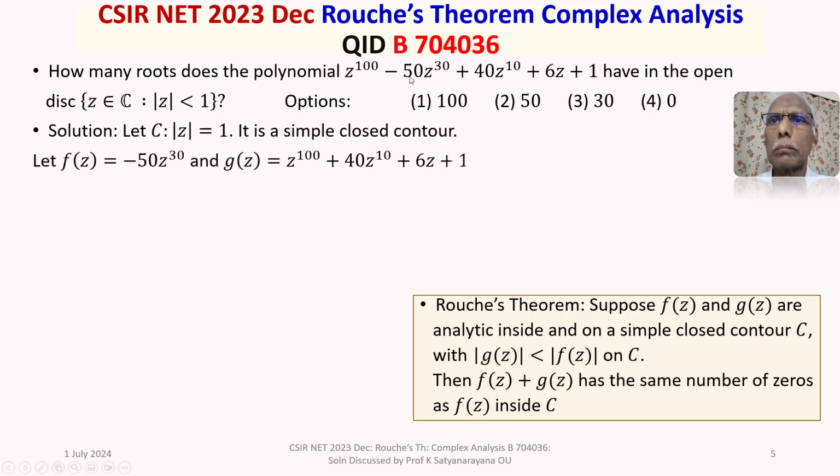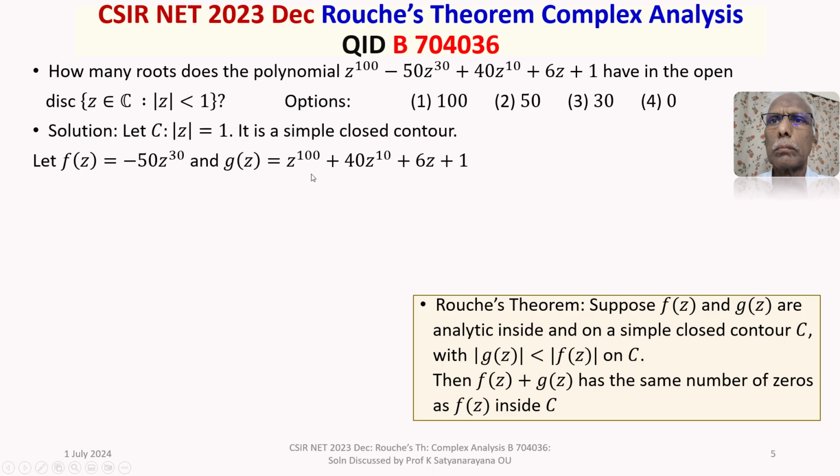Now we look at the polynomial. We have to choose f of z and g of z appropriately in such a manner that the conditions of Rouche's theorem are valid. And we have taken here f of z is equal to minus 50 into z to the power of 30, and g of z is the remaining part of the polynomial, that is z to the power of 100 plus 40 z to the power of 10 plus 6z plus 1.